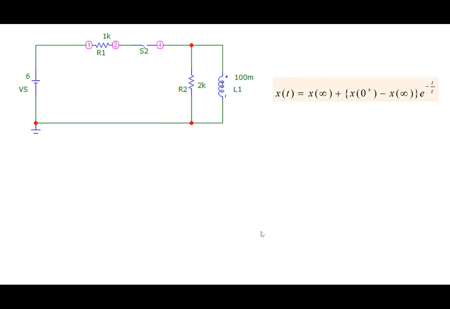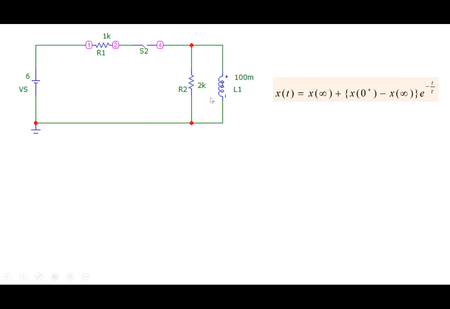Okay, so note that when we write something like this, x(t) equal to x infinity plus x(0 plus) minus x infinity times e to the power minus t by tau, this expression applies not just to the inductor current. This expression applies to the inductor voltage also. The inductor voltage would also follow this form.